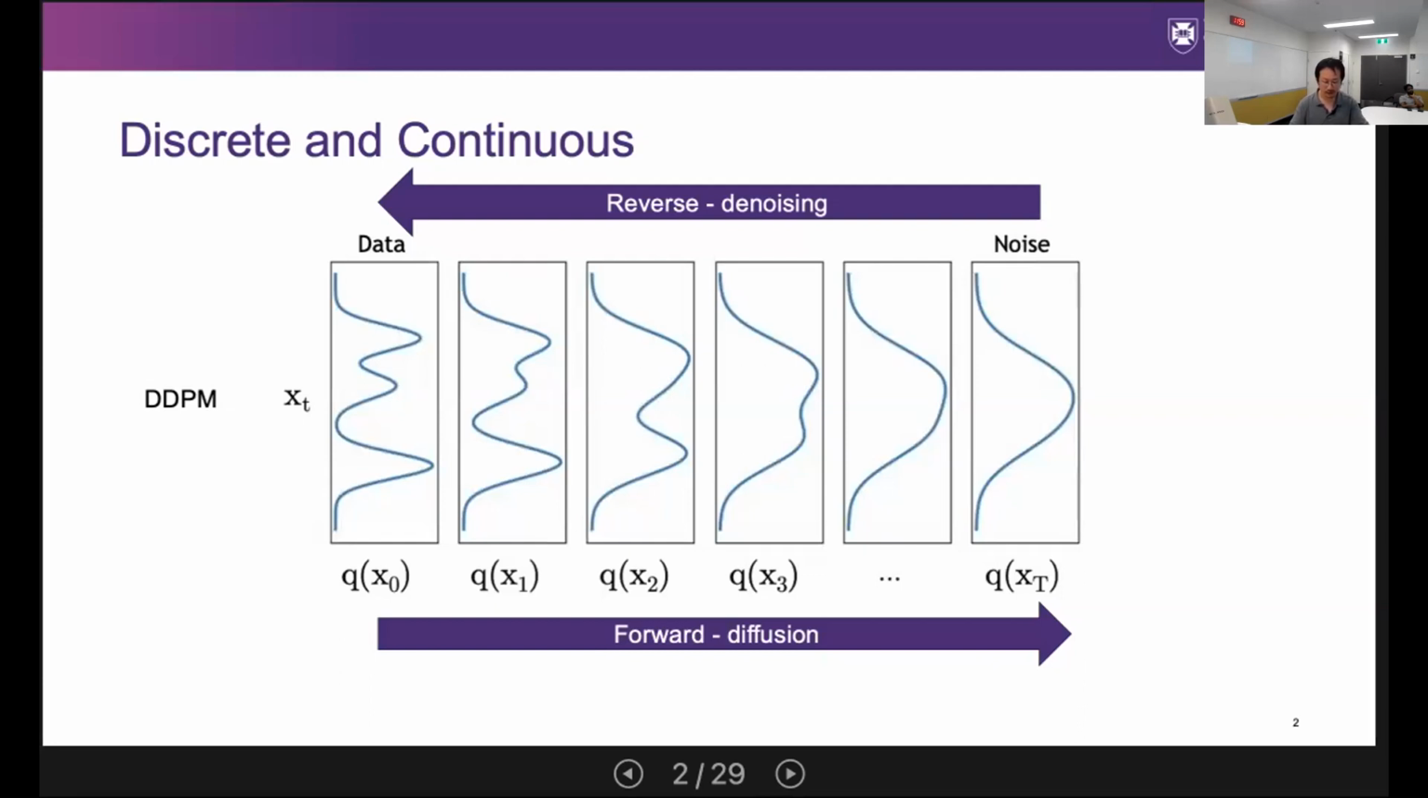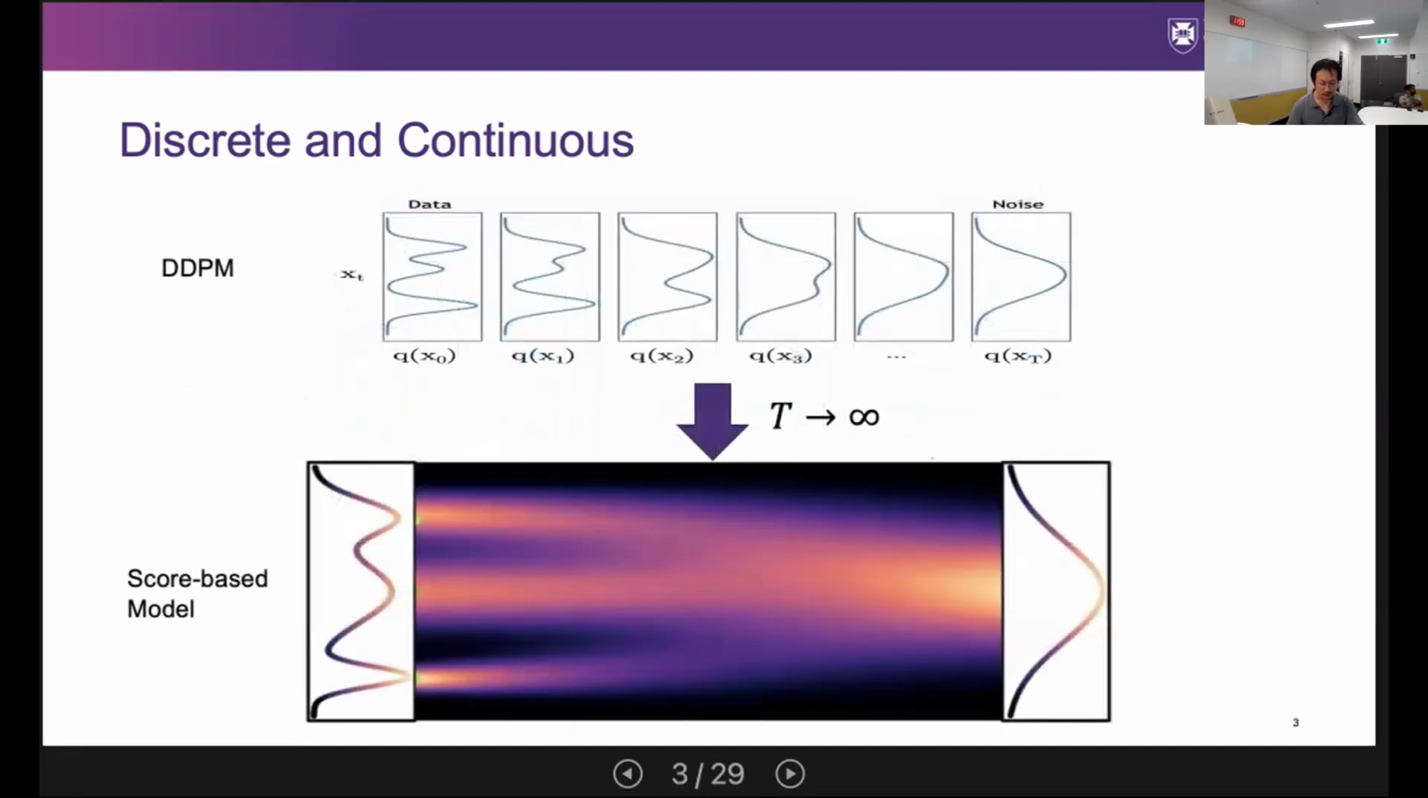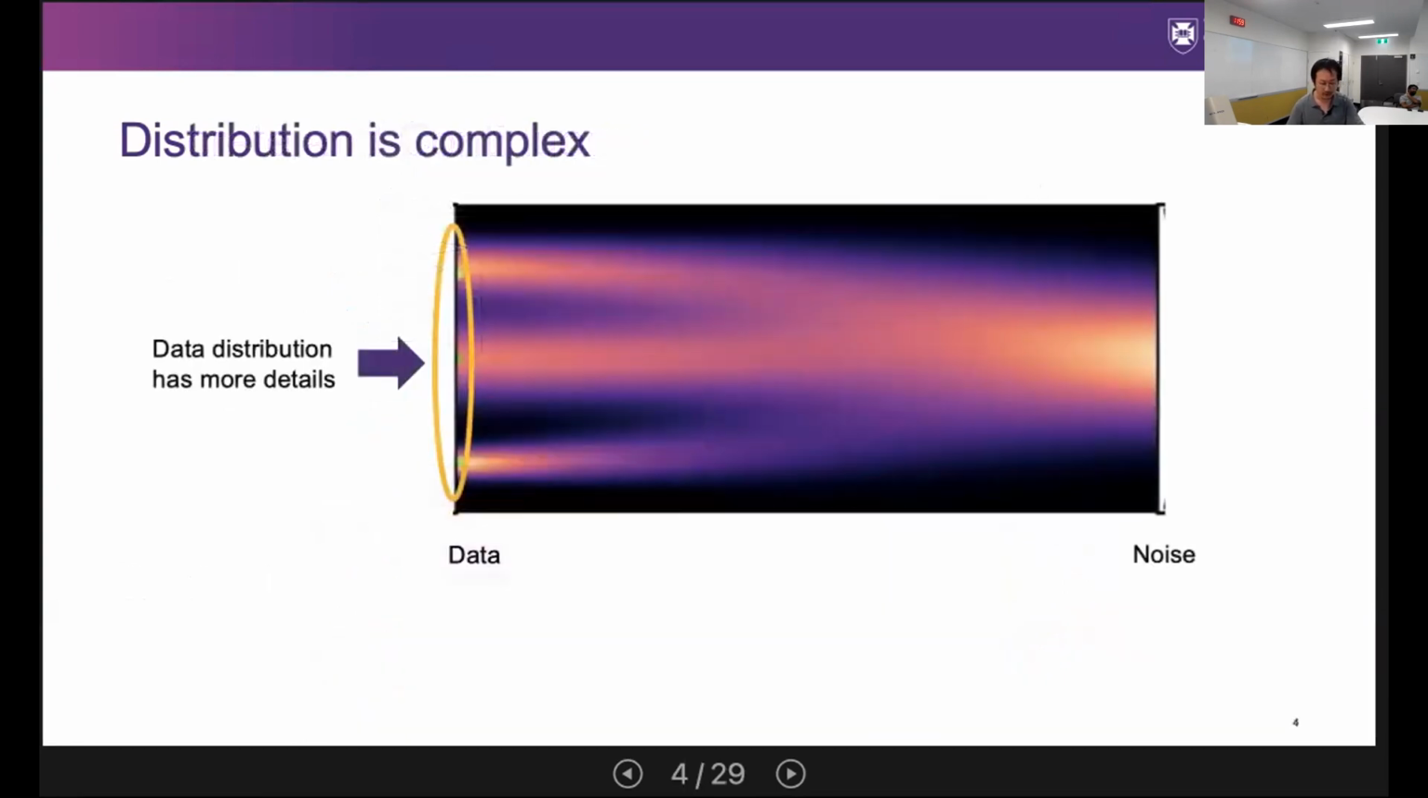The figure displays a discrete Markov chain. However, if we increase the time steps, it will be close to the continuous model. So when the time step becomes infinity, the DDPM is equivalent to the score-based models, and the SDE can be used to solve this process. In real-world applications, the data distribution at the left is much more complex than what we demonstrate. The data distribution usually has much more details.